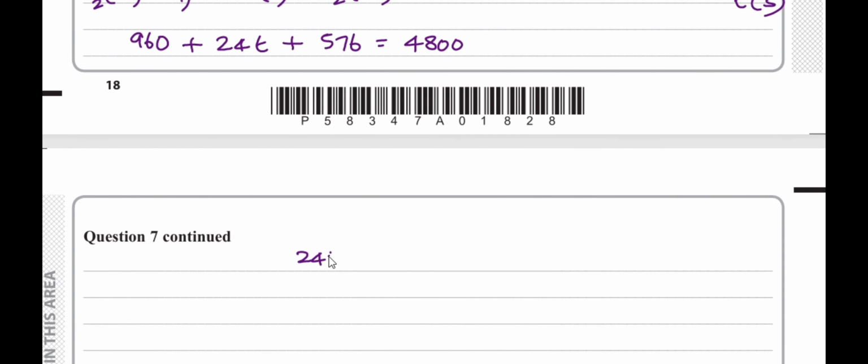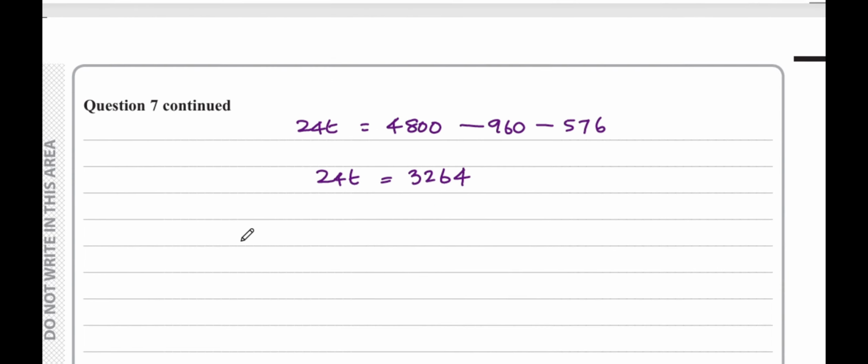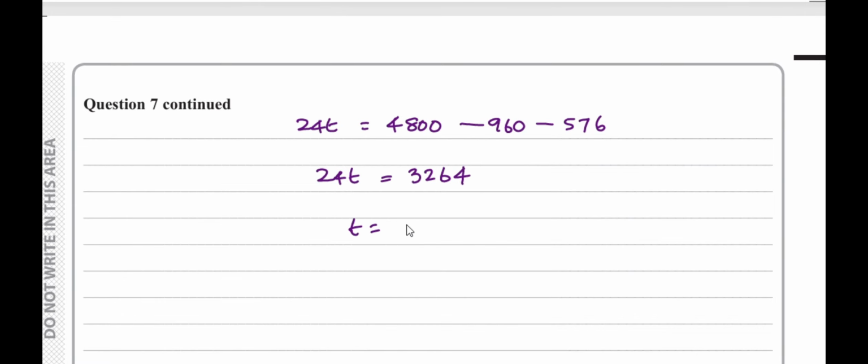So 24t is equal to 4,800 minus 960 minus 576. Okay, so that gives me 24t is equal to 3,264 as per the calculator, and therefore t is equal to 3,264 divided by 24, which is equal to 136 seconds.